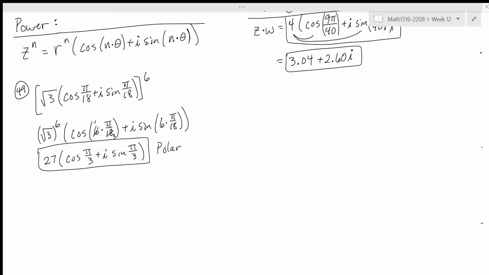You got to pay attention to the way the instructions are worded. It may say write the answer in polar form, and you're done. Or it could say write the answer in rectangular form, and that means you need to go one more step.